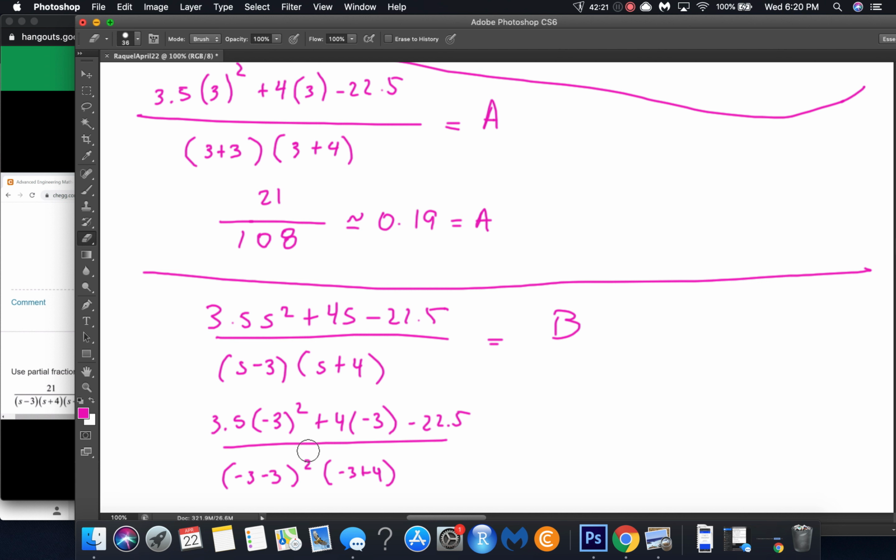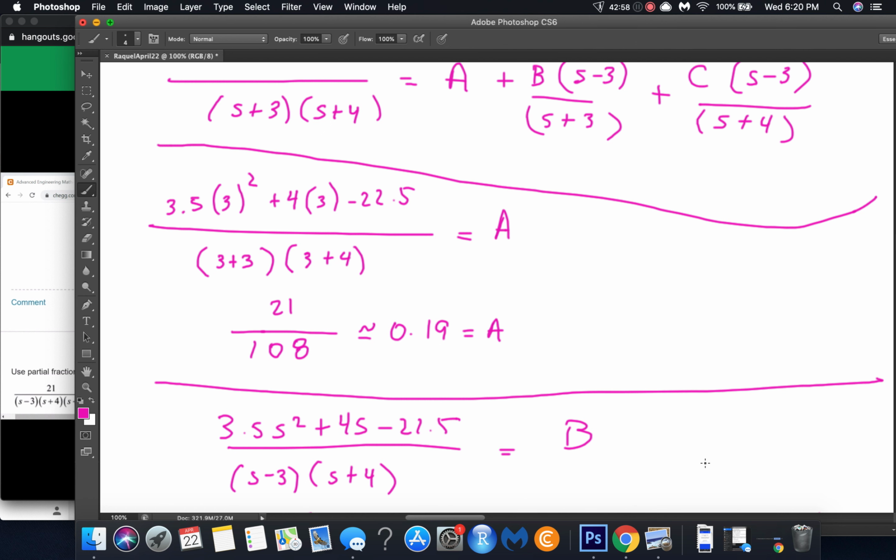There's no square there. I don't know where I got that square from. Wait, Josh, what are you doing? Stop! Okay. So 3.5 times 9 minus 12 minus 22.5 is negative 3. And then negative 9 times 1 is just negative 9. It's going to be 1/3. And in decimal, 1/3 is 0.33. So it's going to be 0.33 for B.